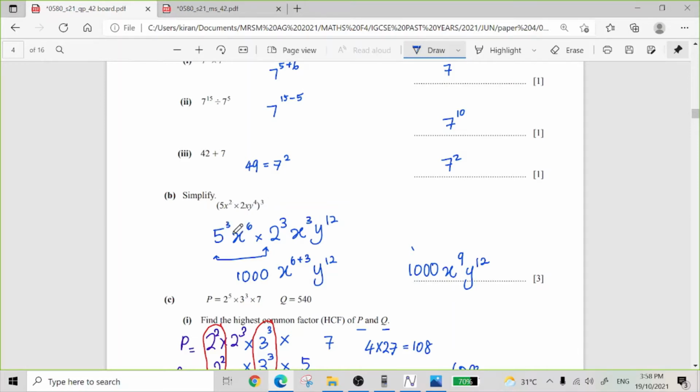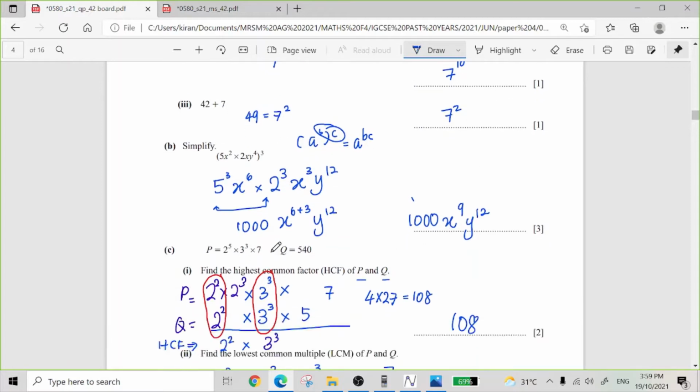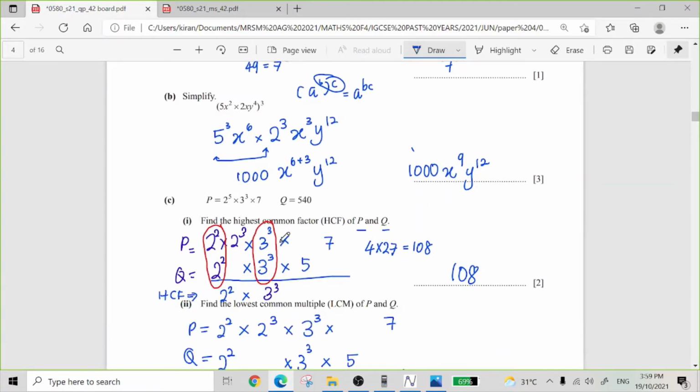So 5 to the power of 3, x to the power of 6, which is 2 times 3. We know that (a^b)^c gives a^(bc), which means that you have to multiply the powers. So for this part, the answer will be 1000x⁹y¹². Okay, next question C, find the highest common factor of p and q.